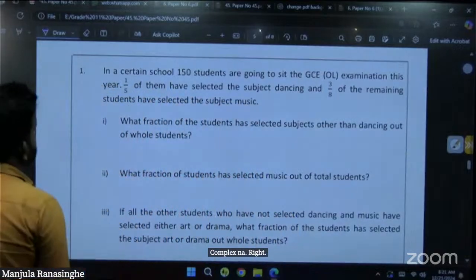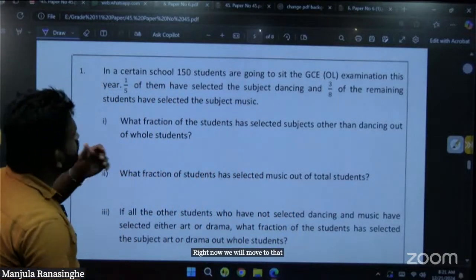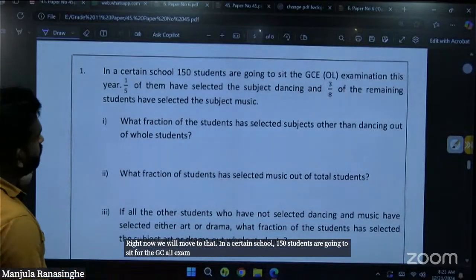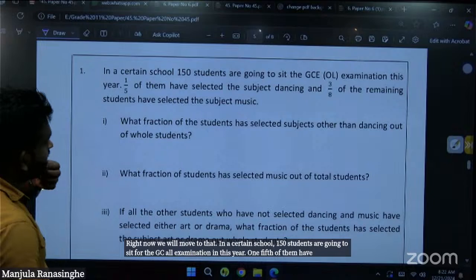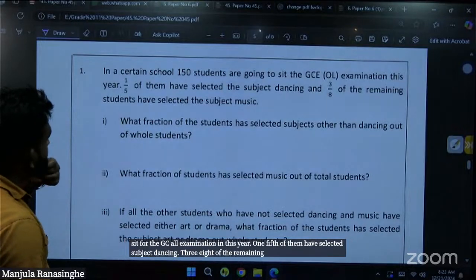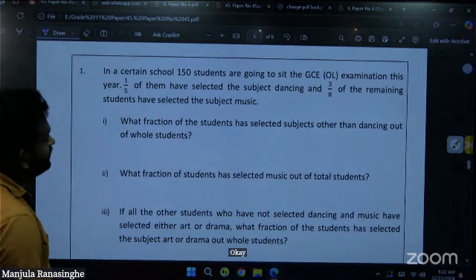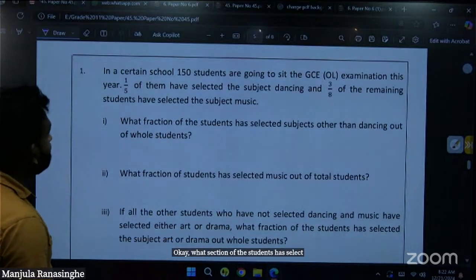Right, now we will move to that. In a certain school, 150 students are going to sit for the GCE examination this year. 1/5 of them have selected the subject dancing. 3/8 of the remaining students have selected the subject music. What fraction of the students has selected subjects other than dancing out of the whole?